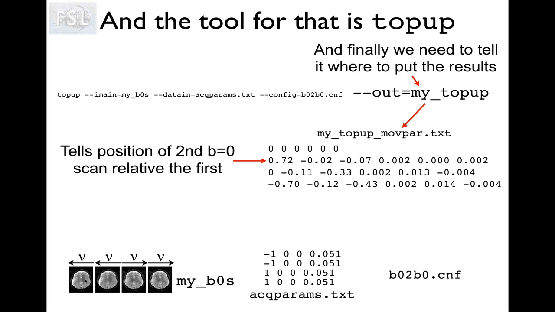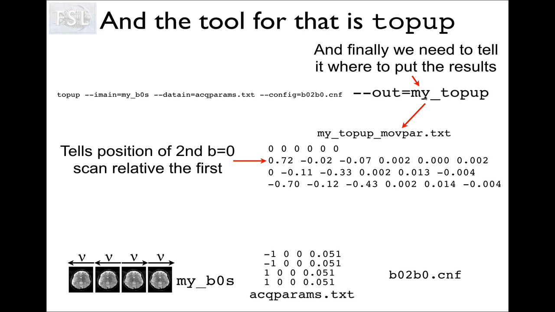Now, the good thing about topup and EDDY is that if you make sure that the very first volume in your topup dataset is also the very first volume in your EDDY dataset, i.e. the data that you feed into EDDY, then this is ensured automatically. You will automatically be in the right space. But just keep an eye on that. Make sure that you know which volume you have put as the first volume into the data file of topup, because that is the space in which the field will be estimated.